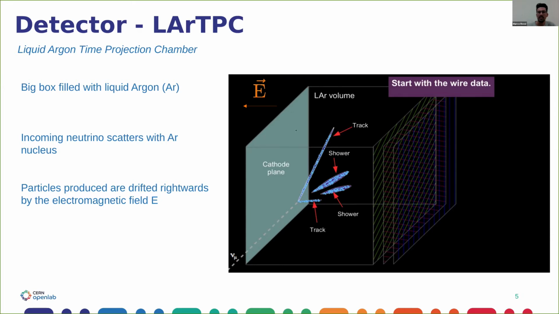an electromagnetic field is established inside the detector, the produced particles after the interaction are drifted rightwards in the case of negative charged particles like electrons. These electrons are collected by these planes that are a set of wires that are called anode planes. And this set of wires collect the induced current by these drifting electrons.